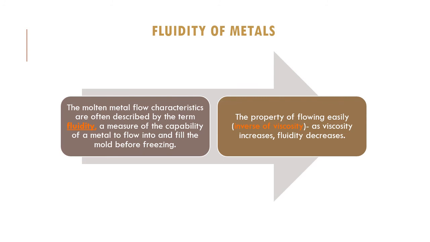The molten metal flow characteristic is often described by the term fluidity. It is a measure of the capability of the metal to flow into and fill the mold before it starts freezing. So it is the property of flowing easily, the inverse of viscosity. As viscosity increases, fluidity will decrease.